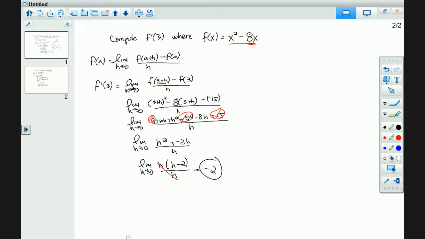Would it be H equals 2? H is 0. Oh, so 0 minus 2 is negative 2. So you're already putting in the... So there's the slope of our tangent line, right?